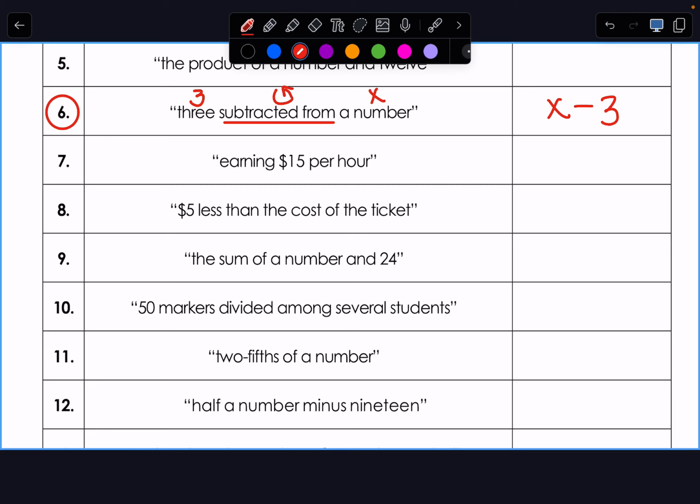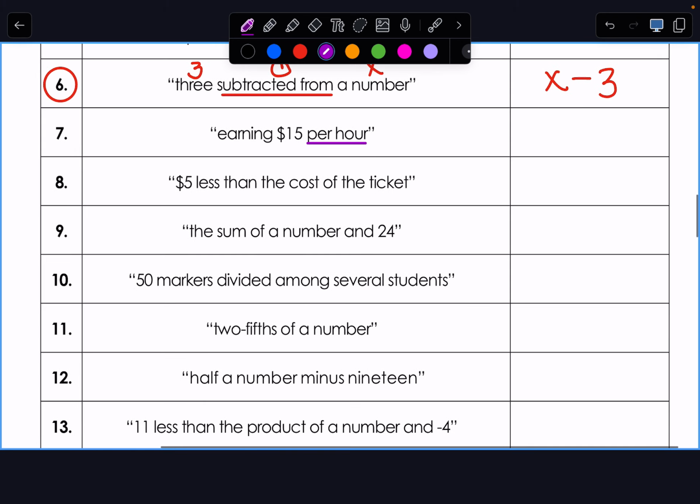Okay, what about this one? $15 per hour. What operation is that? Multiply, so 15 times x. You can write the dot for times, but you do not have to. You can just write 15x, and that's fine. Okay.